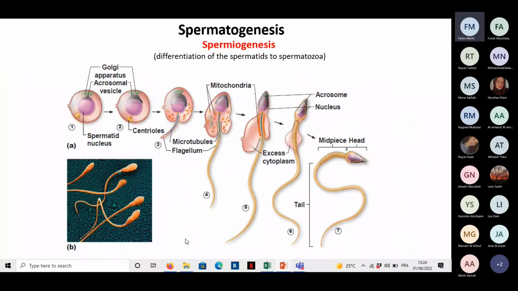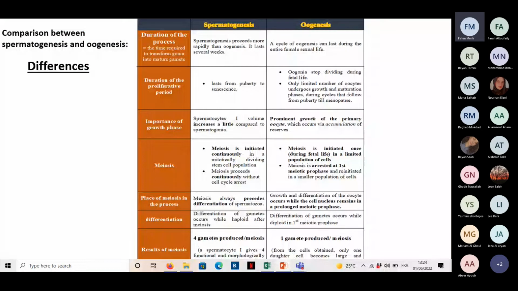However, in the females, during oogenesis, when they talk about differentiation, they talk about the growth phase. It is different than what they mean by differentiation in the male. Here in the male, we mean by differentiation the differentiation from spermatids to spermatozoa. And during oogenesis, when they say differentiation, they mean the growth phase. So during oogenesis, the growth phase or the differentiation of the oocyte occurs while the cell is arrested in meiosis.